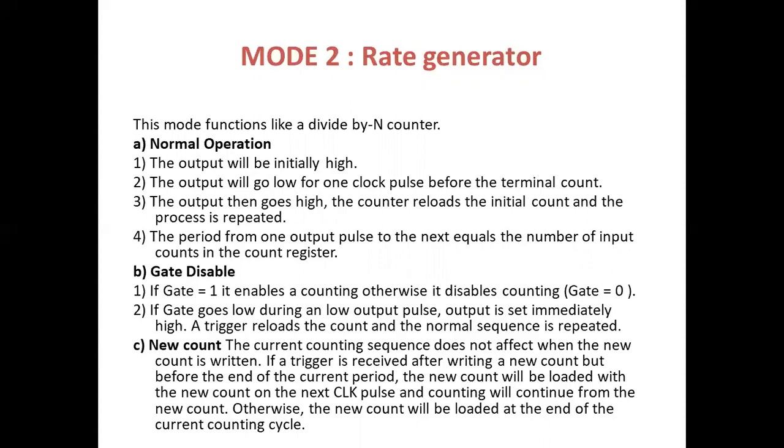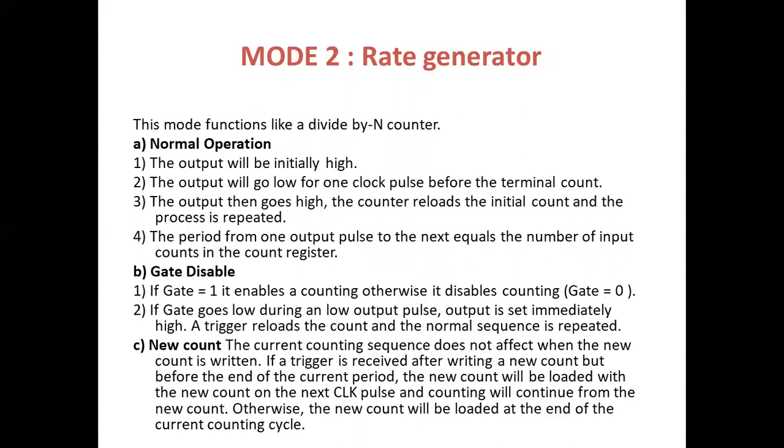If the counter is loaded with a count value of n, the output remains high for n-1 clock pulses. After n-1 clock pulses, the output will be low for 1 clock pulse. Output becomes high again. Thereafter, the count value n is loaded into the counter, and the output remains high for n-1 clock pulses and will be low for 1 clock pulse.